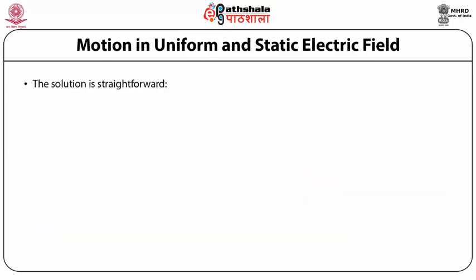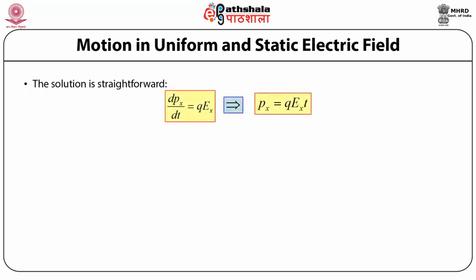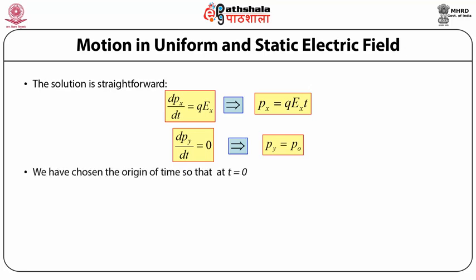The solution is thus straightforward: dpx/dt = qEx, which implies that px = qEx t, and dpy/dt = 0, which implies that py = p naught. Here p naught is a constant and we have chosen the origin of time so that px = 0 at t = 0.